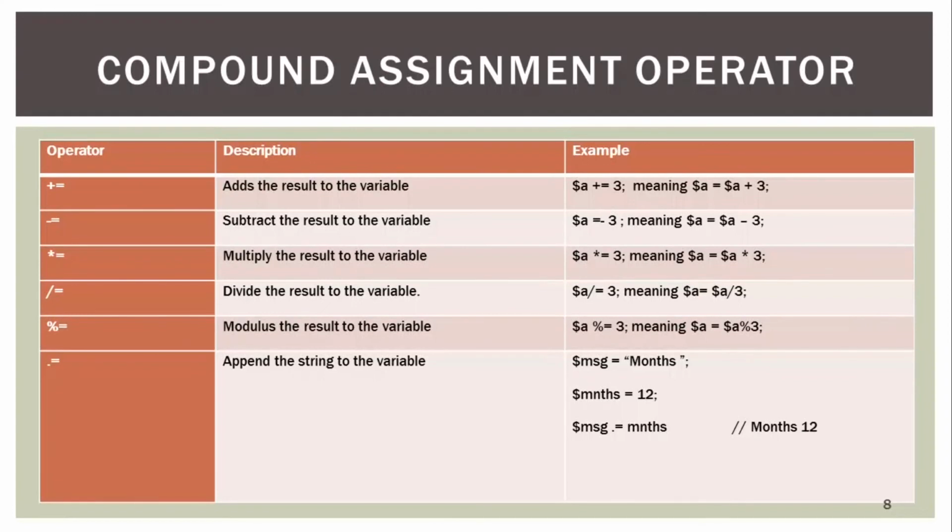Now, these all are compound assignment operators, that means you do not need to write more lines. Within one line you can write this. Let us say, for example, plus equal to. So, $a plus equal to 3 means $a is assigned to $a plus 3. Same way there is the subtraction compound assignment operator, multiplication, division, modulus operator, as well as the append or concatenation operator. So, you can concat $message and $months. So, it will display months 12. So, these all are compound assignment operators. This is just how you can shorten your code. You can write this way, which is also correct, or you can write this way, which is also correct.